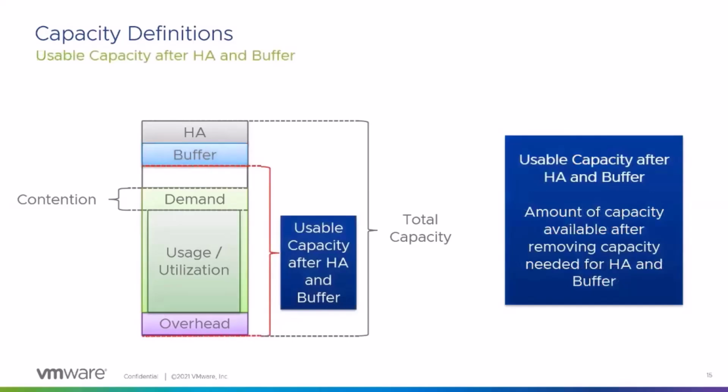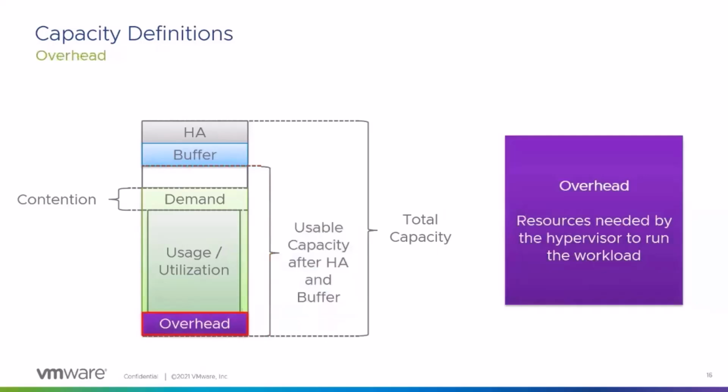So the next one is usable capacity after HA and buffer. The name's pretty descriptive there. So basically, you take your total capacity and you remove HA and buffer, and then that is basically what you have left. And that's where the workloads can run. So, like I said, it takes away all the resources needed to manage the cluster. And then overhead. This is the resources needed by the hypervisor to run the workloads. So this is additional memory and CPU cycles that are needed to run virtual machines.